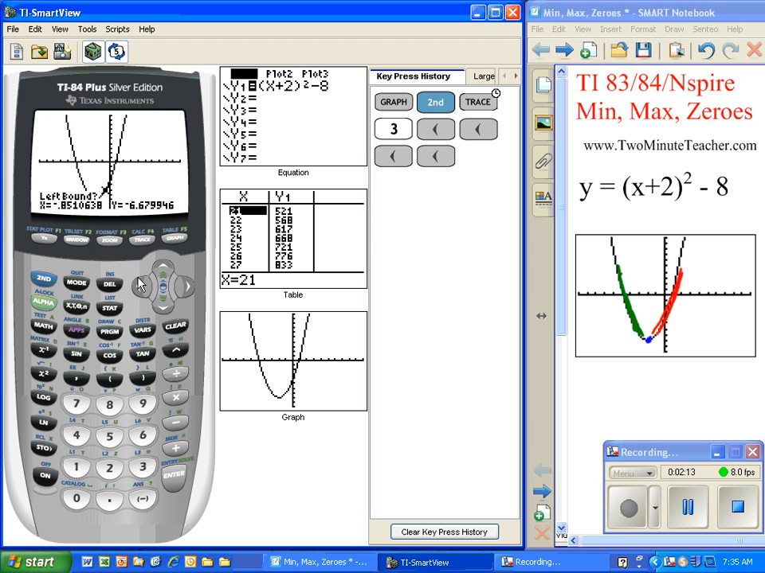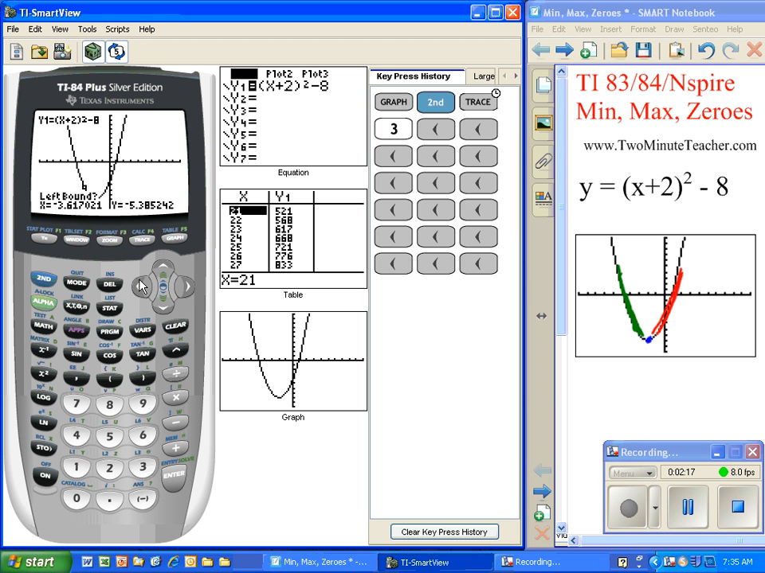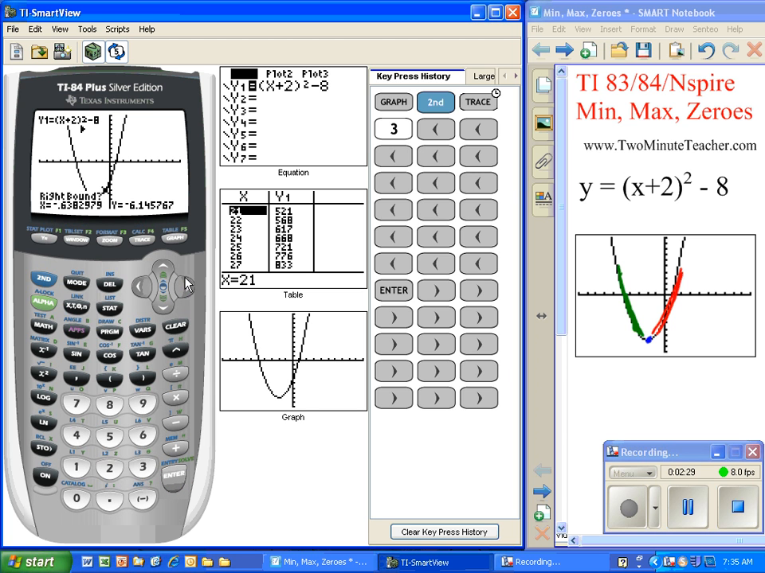All right, so for the left bound, I have to use my left and right arrow keys, and I'm going to arrow, arrow, arrow to the left until anywhere, as long as I'm to the left of it, I'm good. All right, that's definitely to the left side of my minimum spot, or the lowest spot in the graph. And then once I'm there, I hit enter. Now I arrow over to the right side of it, just get anywhere to the right side of it, and then I hit enter again.